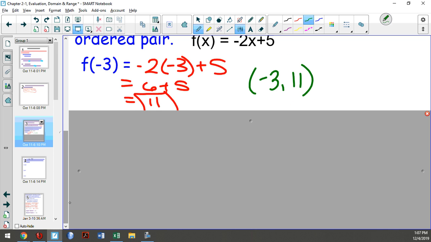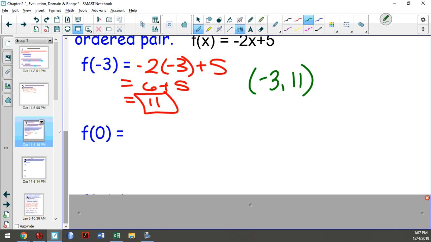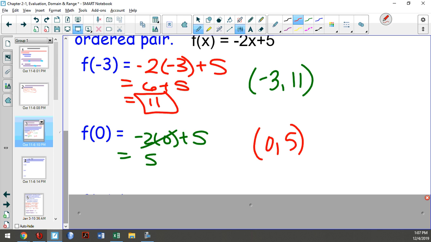Okay, same exact concept for the next one. I want to do f at 0. So what am I going to do there? Negative 2 times 0 plus 5. That's going to give me a 5. So what is my ordered pair? 0, comma 5. Yes?